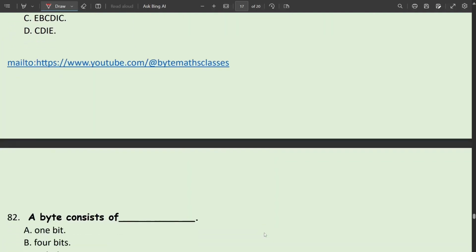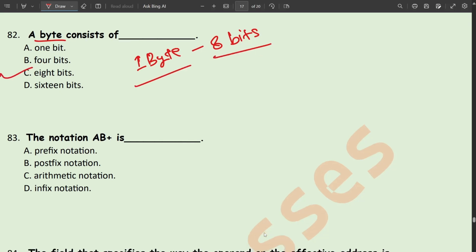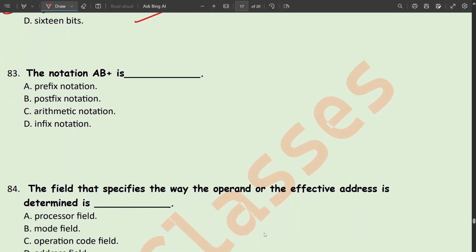ASCII. Next, a byte consists of how many bits? In a byte, there are 8 bits. So your answer will be 8 bit. Option number C is correct. The notation AB+. In notation AB+, the operator comes in the last, after the operands. So this will be postfix. So option number B is correct.